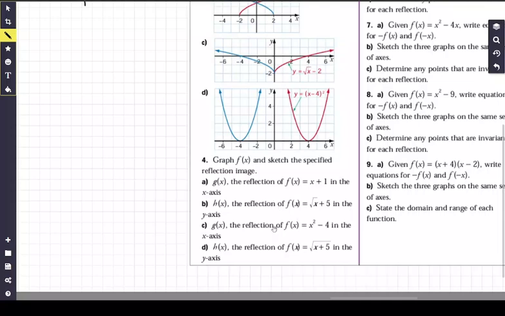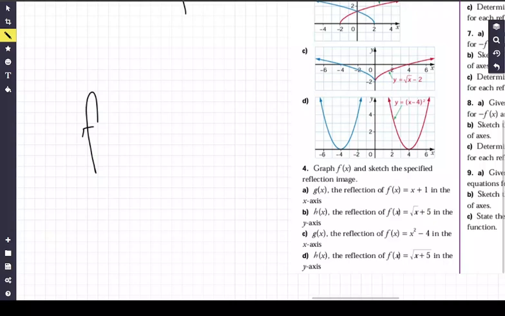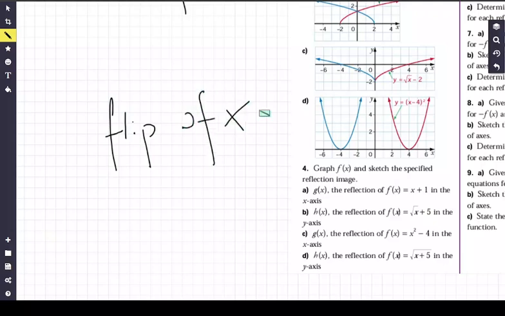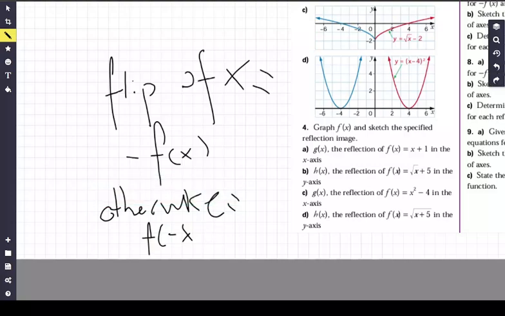They ask you for both the x and y axis, so just always remember, when you want to flip across the horizontal axis, that's always going to become negative f of x. Otherwise, you're going to have f of negative x. So this is for flipping across the y, and that's for flipping across the x.